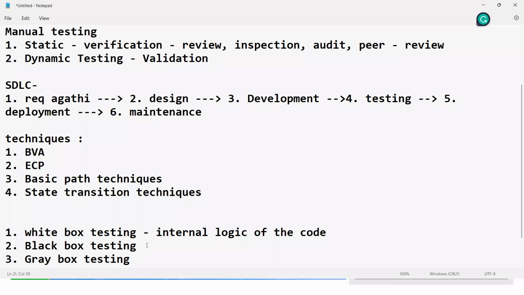Coming to black box testing, they actually test the functionality of the application.